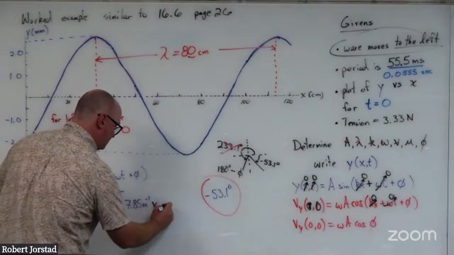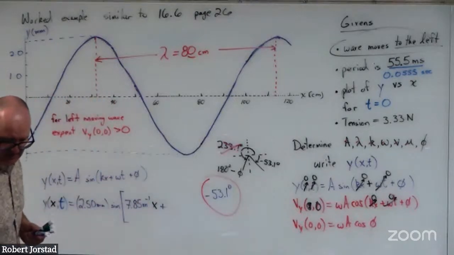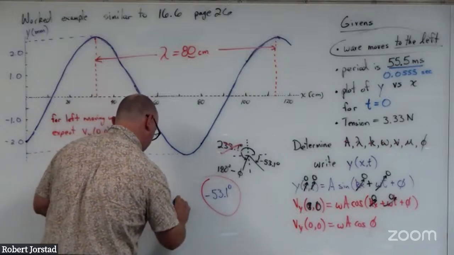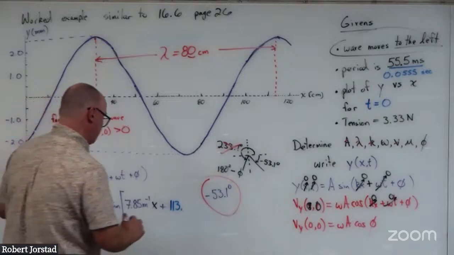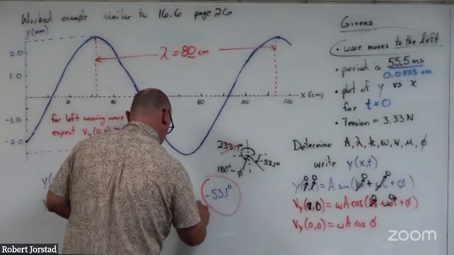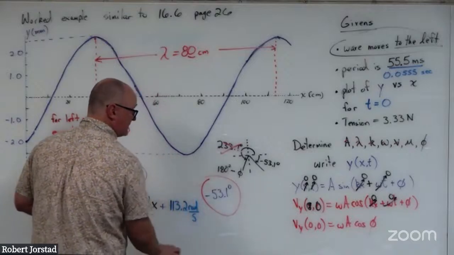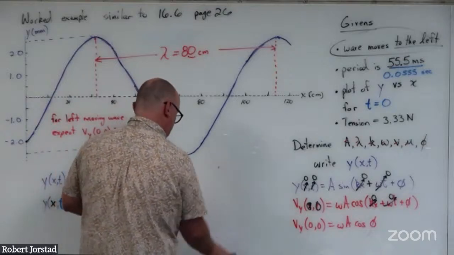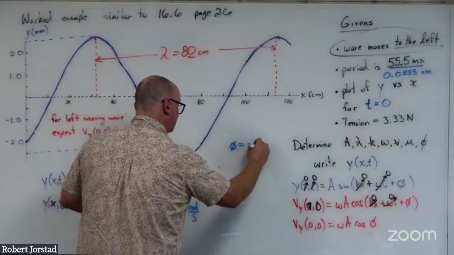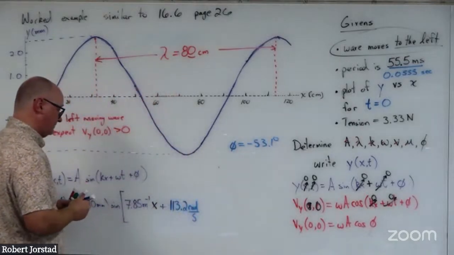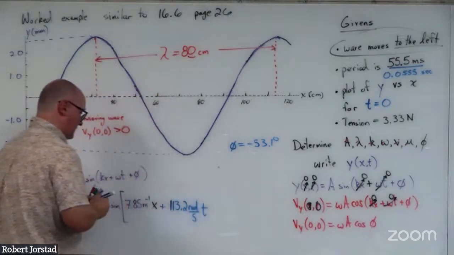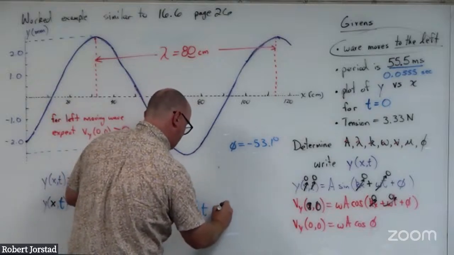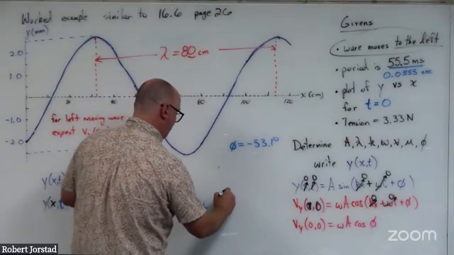And then, what was omega? Wasn't it 113 or something? Phi was negative 53.1. Okay. Times t. Keep an extra digit if the first is 1. And then minus 53.1 degrees.